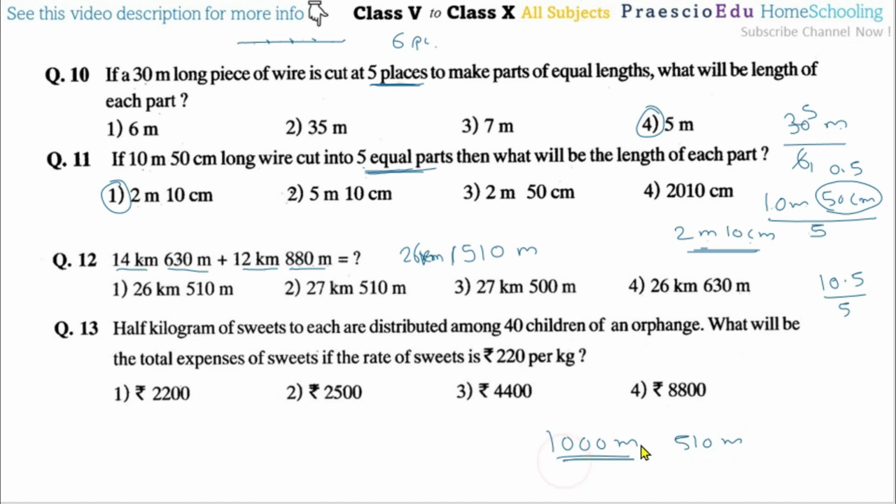This is equal to 1 kilometer, and this 1 kilometer we will add to the 26 kilometer. So 1 kilometer and 26 kilometer is 27 kilometer, and this 510 meter will be kept the same as it is. So that is given in option number 2.